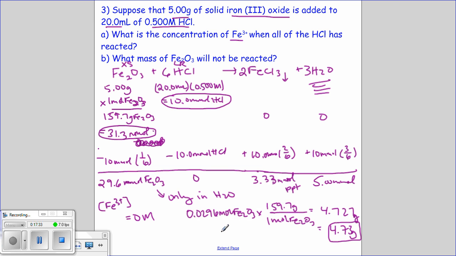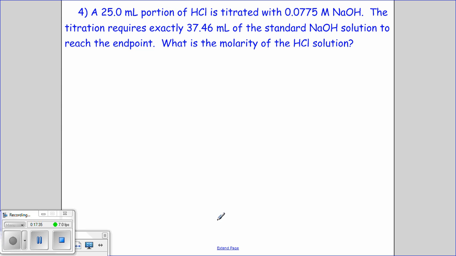And let's continue. A 25 milliliter portion of HCl is titrated with 0.0775 molar NaOH. So we've got the volume here, and we have the known standard solution. The titration requires exactly 37.46 mL of the standard solution to reach the endpoint, which we're going to assume is approximately equal to the equivalence point here. What's the molarity of the HCl solution?